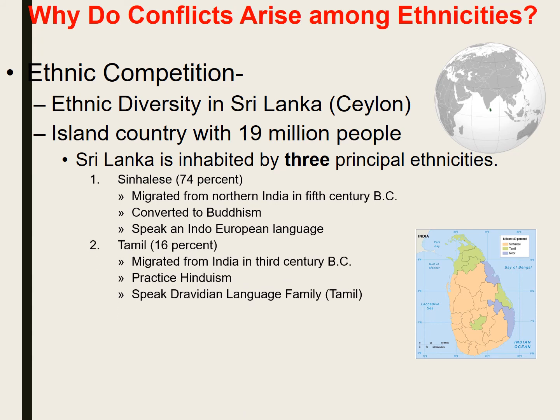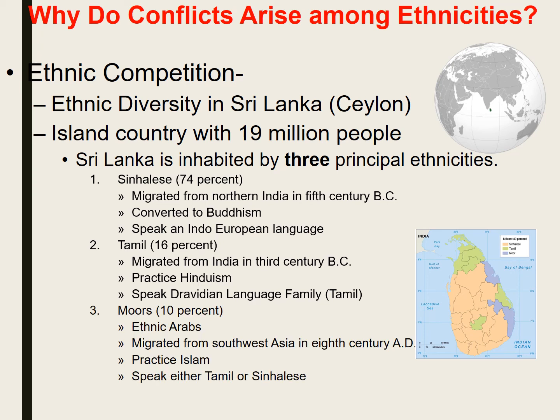The Tamil people are just about 16%. They migrated from India in the 3rd century BC. They're Hindu and they speak a Dravidian language, Tamil. So no, those three major differences, although they all come from India, but India is such a diverse place, that doesn't mean that much, honestly. That's not something that they're going to be like, oh, you're from India too? Oh, awesome. We're the same. Not going to happen. And then the Moors are 10%.